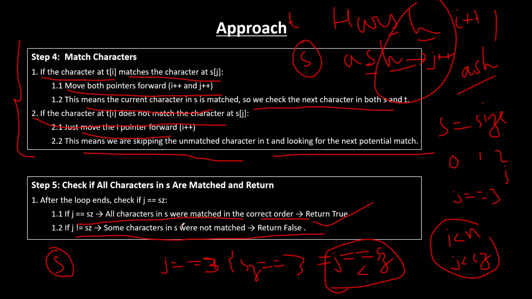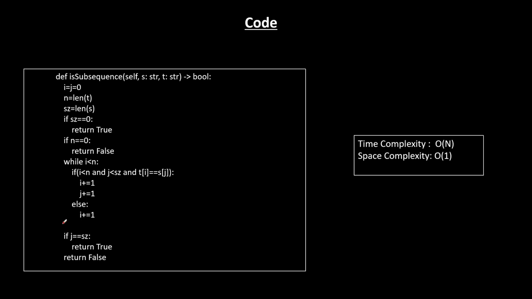So I hope you understood the approach, how we are using the two pointer concept here and how we are iterating I and J and how we are comparing the values and why we are comparing J with the size of the subsequence here. Now let's move to the next slide. The code is an exact copy of the approach discussed.